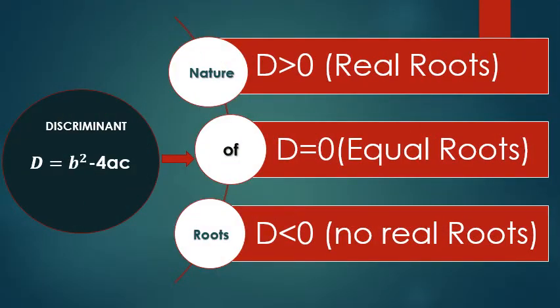In this slide we will recapitulate the nature of roots, which depends on the discriminant of the quadratic equation. When the discriminant is greater than 0, we always get real roots. When the discriminant is equal to 0, we always get real and equal roots. And when the discriminant is less than 0, meaning the discriminant is negative, we do not get real roots. So here is the recapitulation of the nature of roots, which will help us in solving the questions.